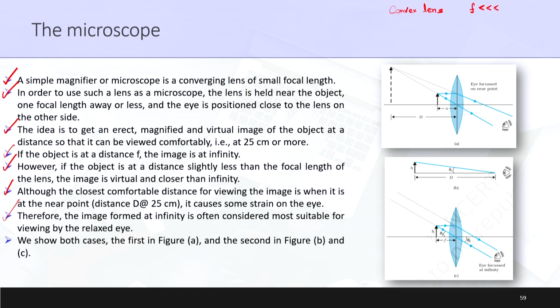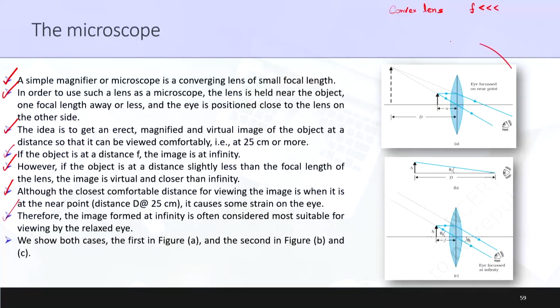So, now we show here both cases. The first is figure A, that is eye focused on the near point, and the second is figure B, that is eye focused on infinity. Whatever happens, if it is focused at the very near point, it will not be easy to view for a longer duration of time, it will put strain on your eyes. But if you view the image formed at infinity, it is much easier and much more suitable to view.